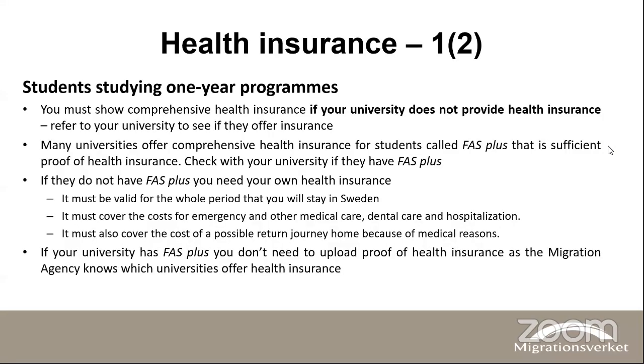The next topic is health insurance. If your permit period is less than 1 year, you must show a comprehensive health insurance. Many universities offer a comprehensive health insurance for students, and it's called FAS Plus. That is sufficient proof of health insurance. And you should check with your university if they have this kind of acceptable proof of health insurance.